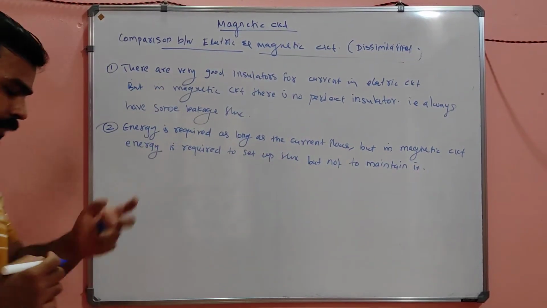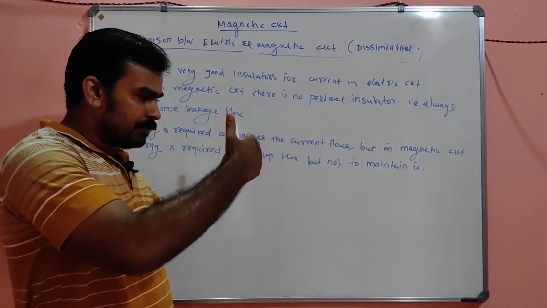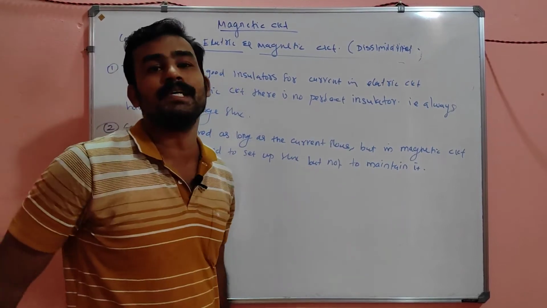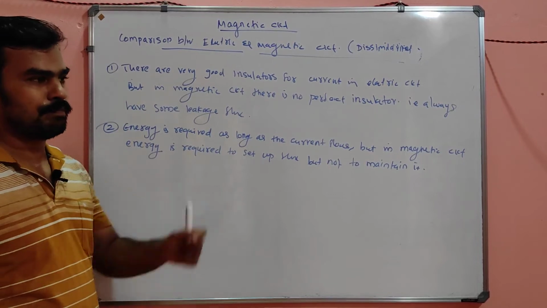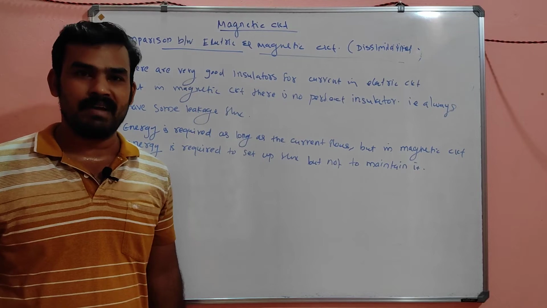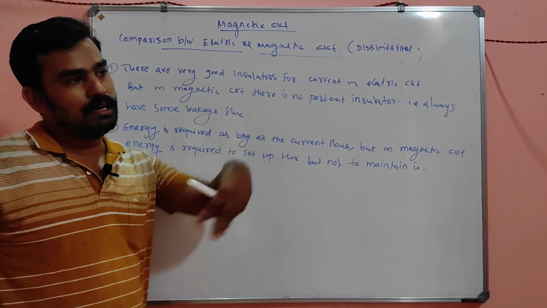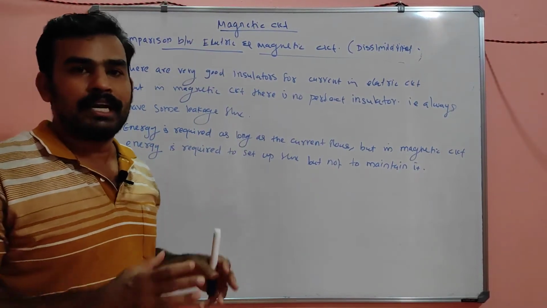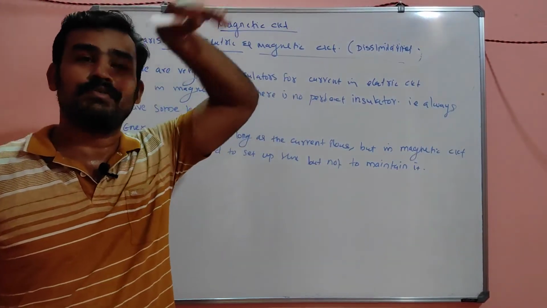What is the meaning of this sentence, my dear? See, in an electric circuit, when the EMF is switched off, what happens? The current will be zero. But in the case of a permanent magnet, like in radios and speakers where the back side is a permanent magnet, once it is energized, it will last for a very long time. That means the energy is required only to start up the flux, but not to maintain it.